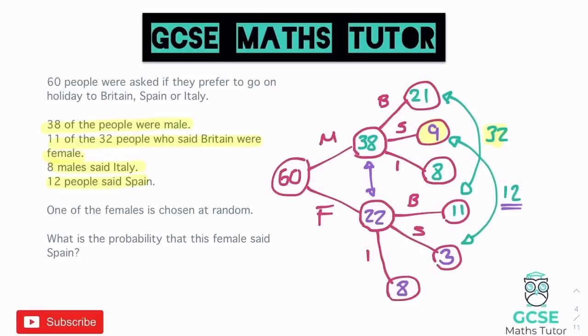It says one of the females is chosen at random. Let's just highlight this. The female box is out of 22. And it says what is the probability that they choose Spain. There we go. So Spain is the 3 just there. So we just use those two numbers, 3 out of the 22. So again, very similar to what we did before, but obviously we were using a frequency tree instead this time.